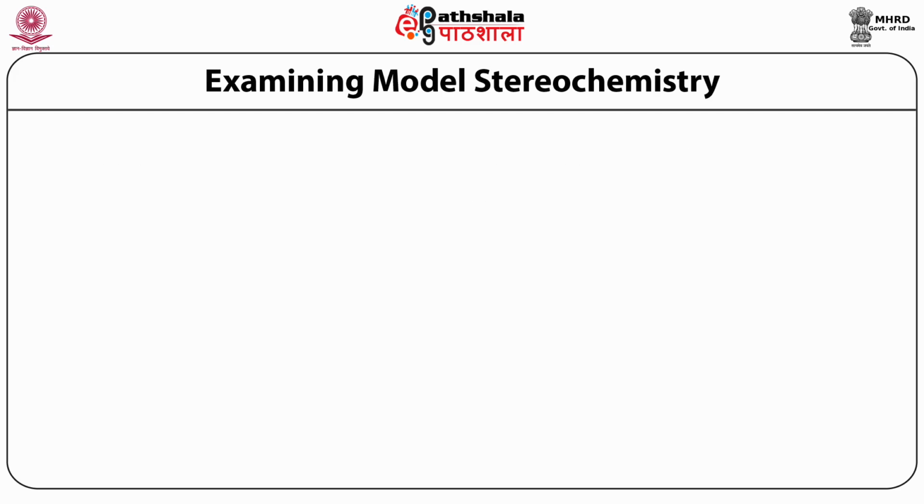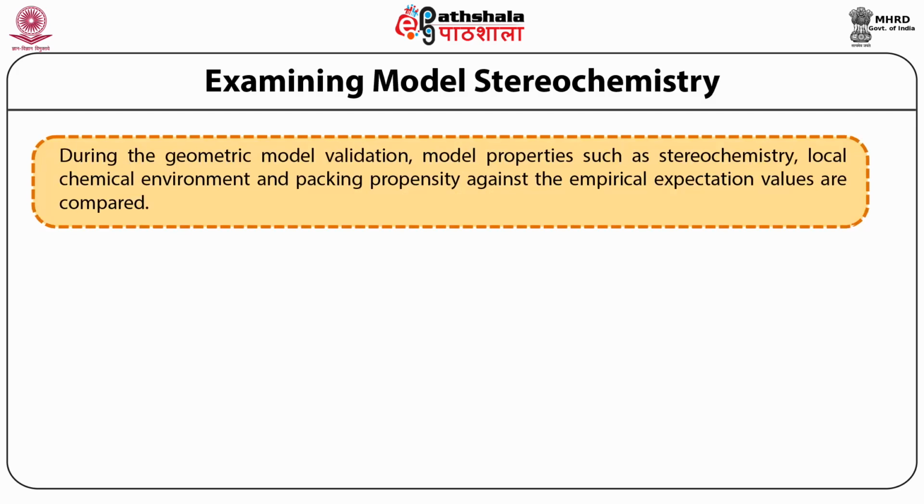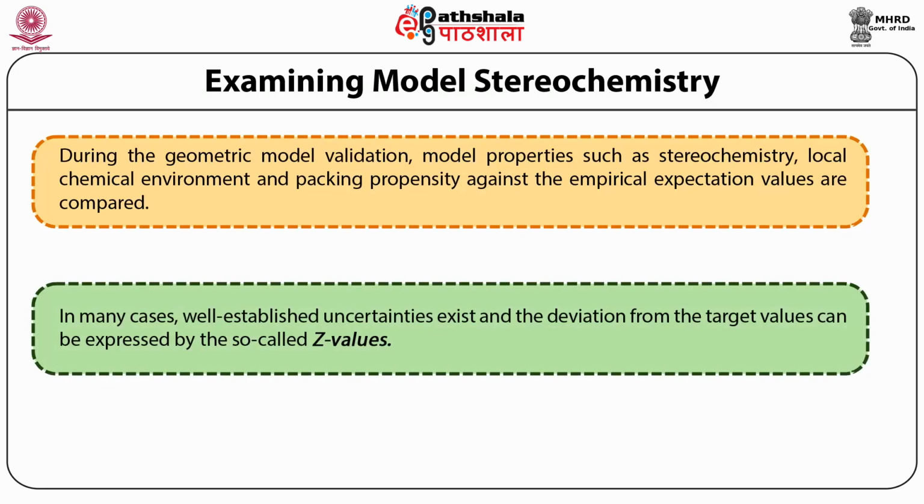In order to examine the model stereochemistry during the geometric model validation, model properties, the local environment, and packing propensity should be compared against the empirical expectation values based on prior knowledge. In many cases, well-established uncertainties will exist, and the deviation from the target values can be expressed by values called Z values. Many of the geometric checks are already implemented in the model building programs, and much of the validation and outlier detection already takes place during the model building.